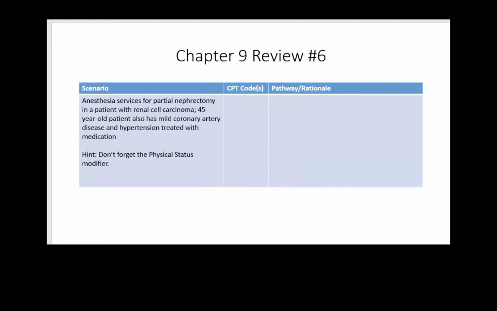Number 6, anesthesia services for a partial nephrectomy in a patient with renal cell carcinoma. 45-year-old patient also has mild coronary artery disease and hypertension treated with medication. Don't forget the physical status modifier. Okay, when it's a patient who's young, you're not going to have any kind of qualifying circumstance for extreme age, but the patient does have mild coronary artery disease and hypertension, so that's going to give he or she a P2 physical status modifier, which would be assigned along with your anesthesia. And there is your code.